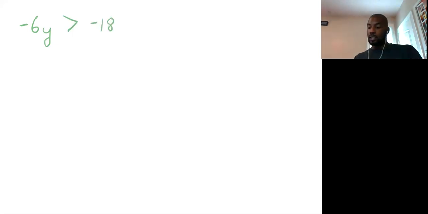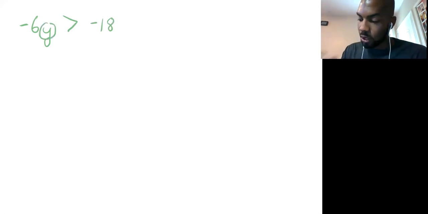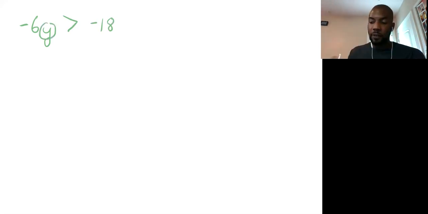So what it's asking us is, what numbers can you put in this y that if you multiply them by negative 6, they would be greater than negative 18? How do I do this? Well, see if you can race me.